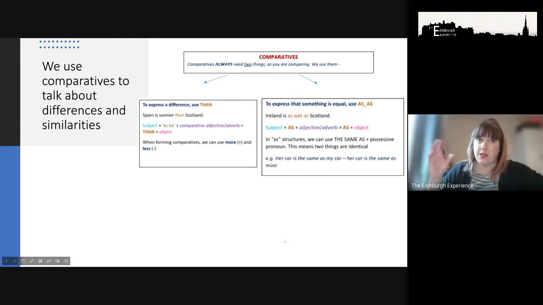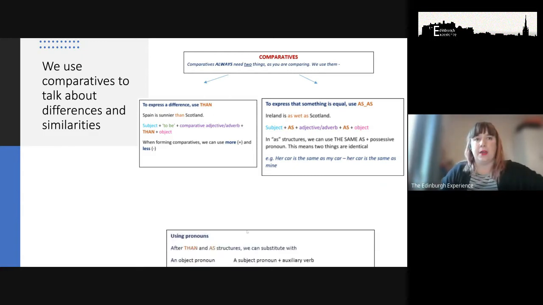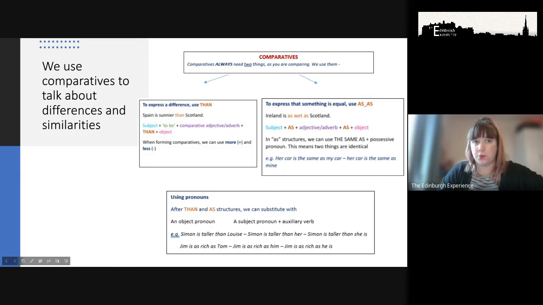And when something is equal, we use the as and as structure. Also watch out, another common mistake I hear with comparatives is it's the same than instead of it's the same as. We can also use pronouns after than, like Simon is taller than Louise, Simon is taller than her, etc. So this is just very quick revision of the structure. All of these notes will be available afterwards in classrooms too.